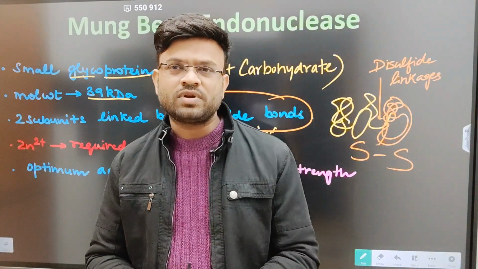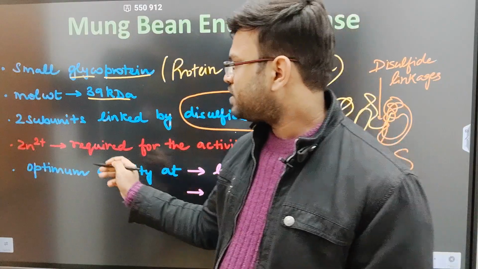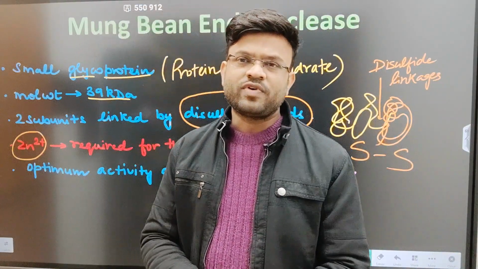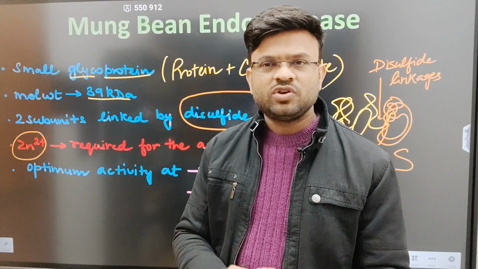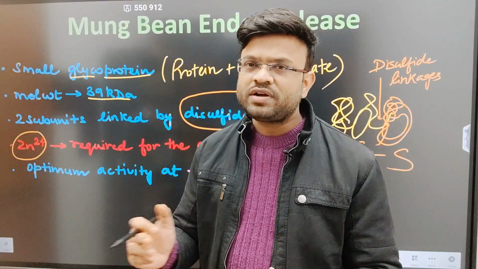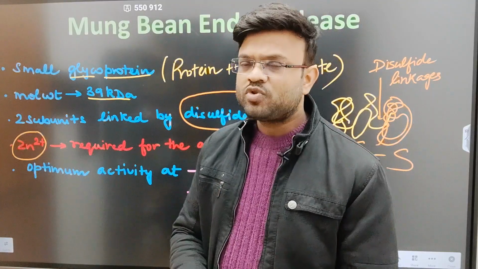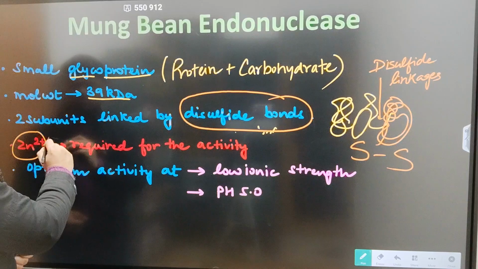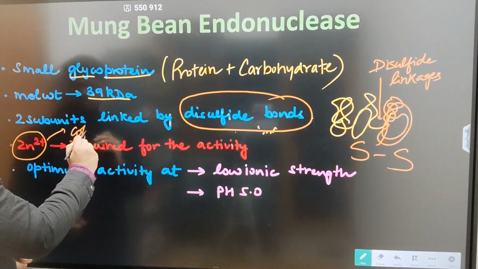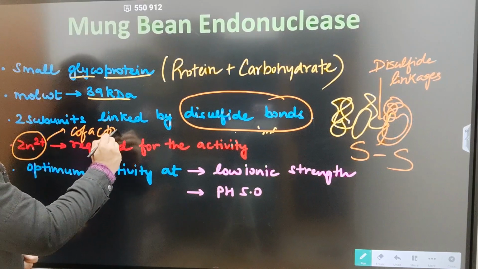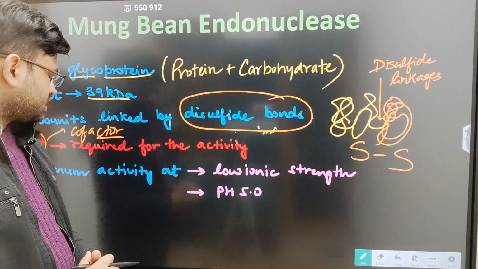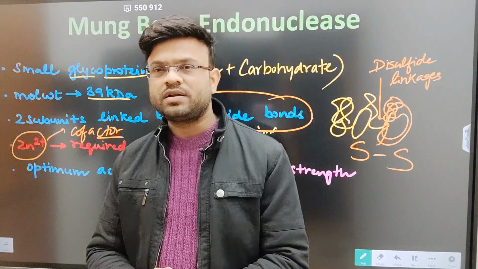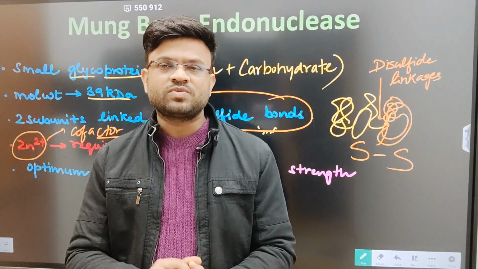Now let us move forward and discuss the next point, that in order for this Mung bean endonuclease to function, you would require a cofactor. This cofactor is basically a metallic ion. Cofactors can be of different types, but for this particular Mung bean endonuclease, the cofactor that you require is Zn2+. Without the Zn2+, or this particular cofactor, the enzyme Mung bean endonuclease would not function.